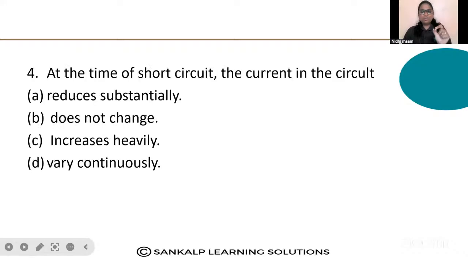At the time of short circuit, just now I explained how a short circuit occurs. So at the time of short circuit, the current in the circuit reduces substantially, does not change, or increases heavily, or varies continuously, that is, decreasing and increasing repeatedly. So what actually happens to the current during a short circuit?